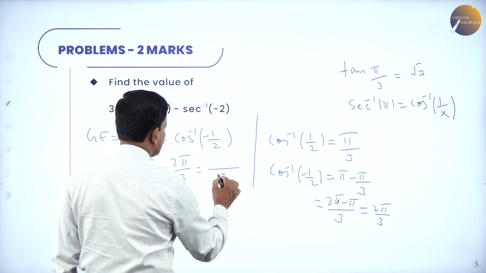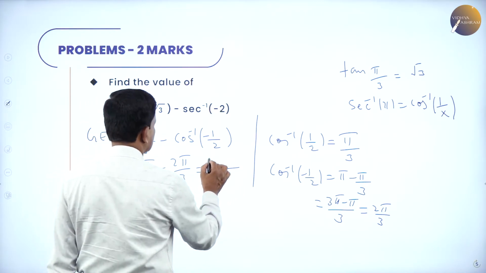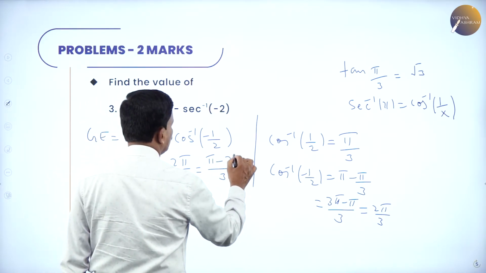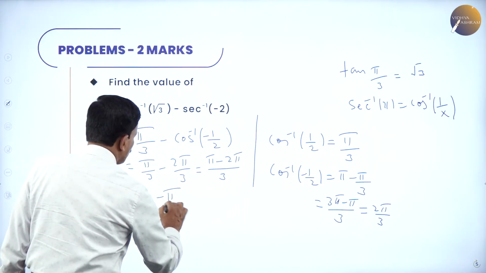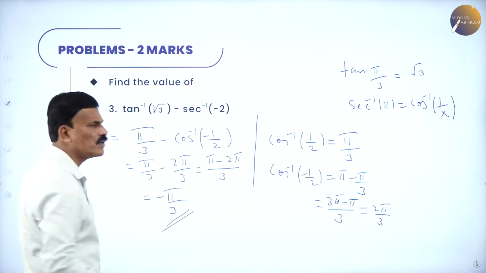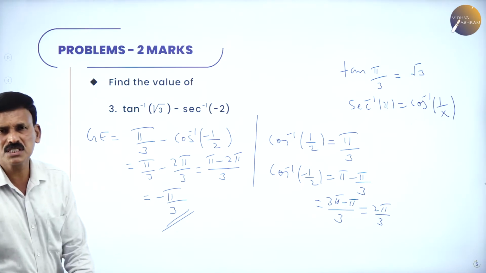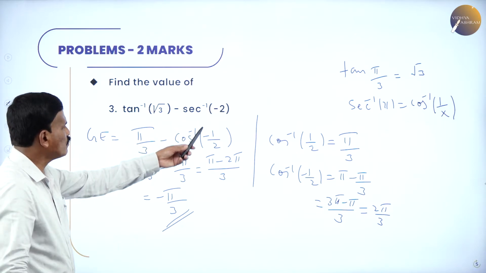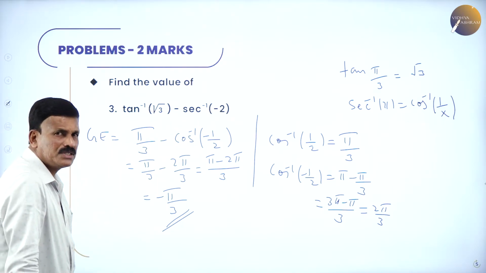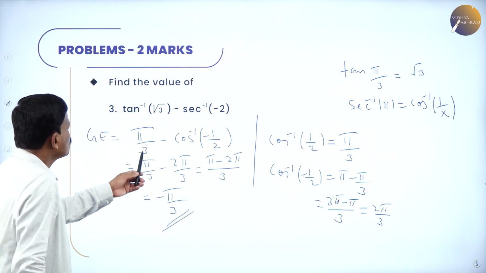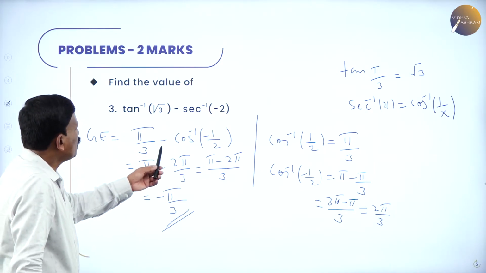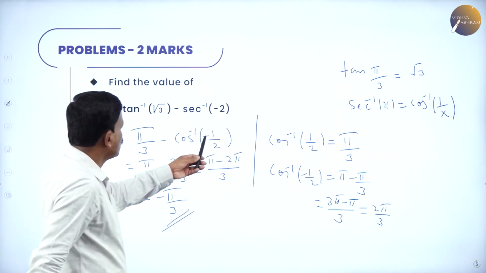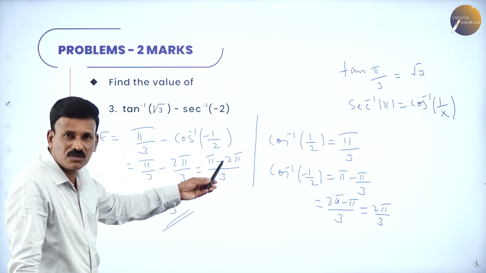Take the LCM, 3 is the LCM, pi minus 2 pi. This is equal to minus pi by 3, the simplified answer. The answer for this problem is: the value of tan inverse root 3 minus secant inverse of minus 2 is minus pi by 3. See here, tan inverse root 3 is pi by 3, 60 degrees, minus secant inverse of minus 2, which can also be written as cos inverse of minus 1 by 2.